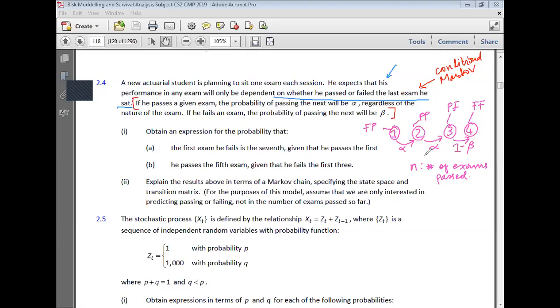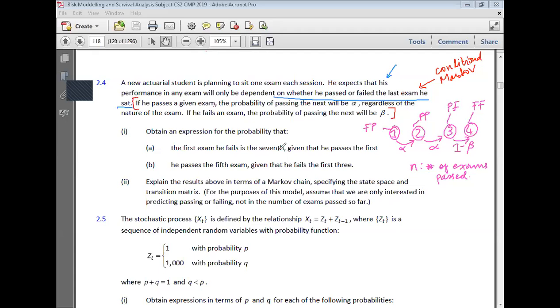Sometimes it isn't only a question about representing the thing that you think is the state space. Let's say now we are saying that my n, the number of exams passed, is my state space. But let's say we do some reverse engineering, and I only read this question. Okay, so if he passes a given exam, the probability of passing the next will be alpha.